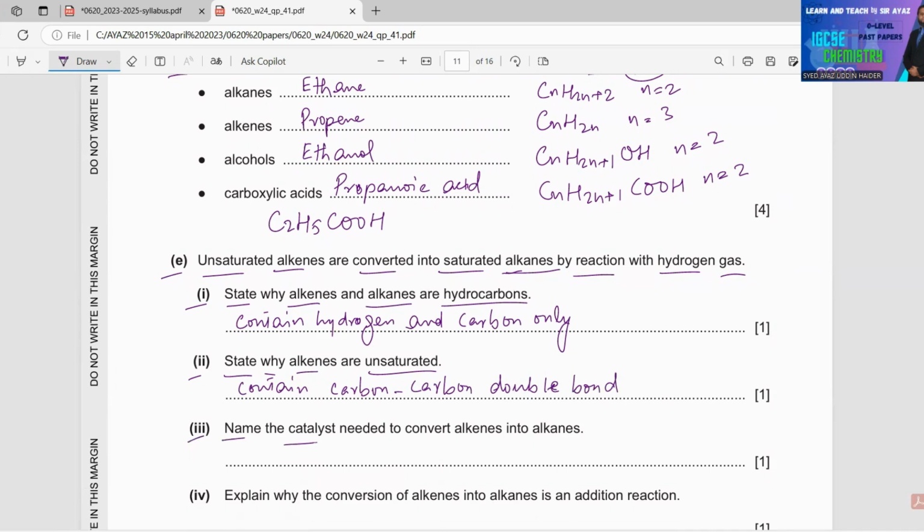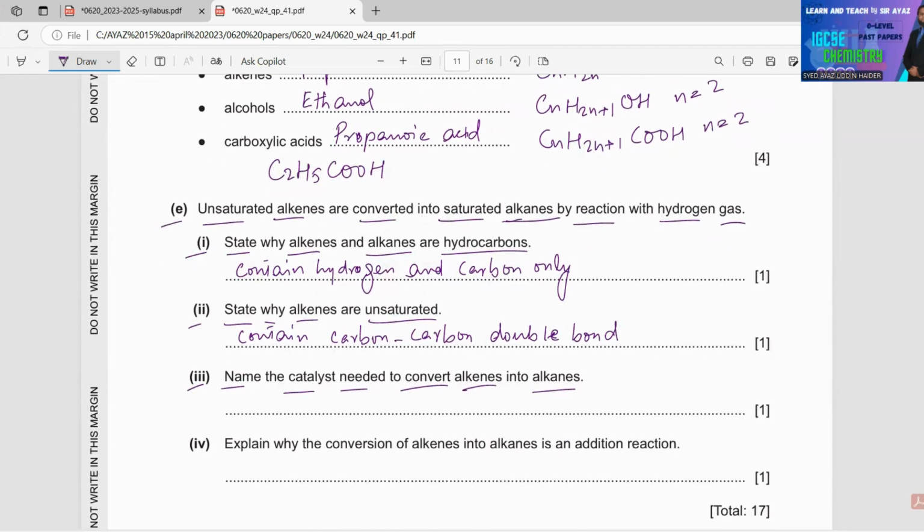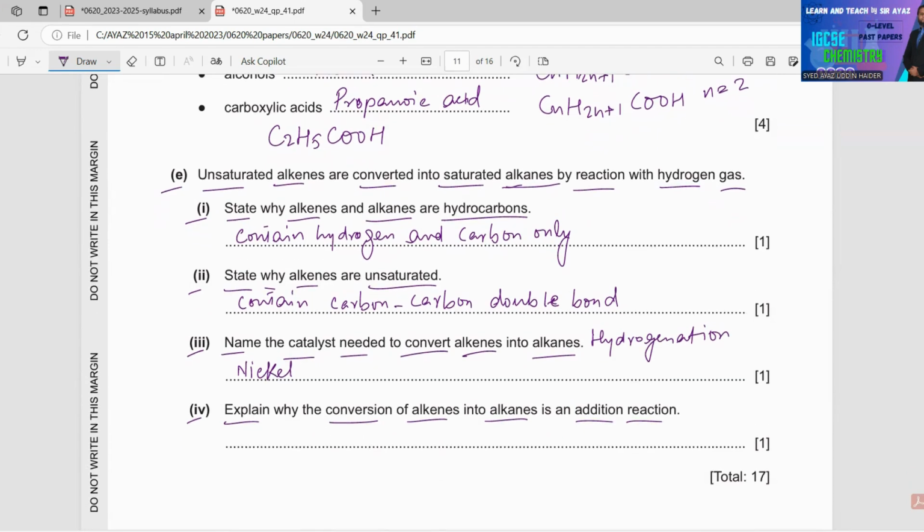Part 3. Name the catalyst needed to convert alkenes into alkanes. The reaction is hydration. Sorry, we are converting alkenes into alkanes. It's a hydrogenation reaction, addition of hydrogen. And the catalyst used in this case is nickel. So I'll write nickel here. Number 4. Explain why the conversion of alkenes into alkanes is an addition reaction. Only a single product is produced, so you'll write only one product is formed.